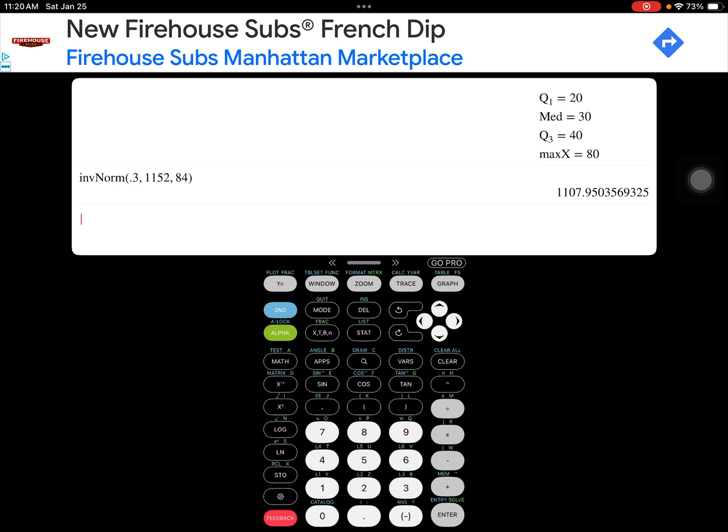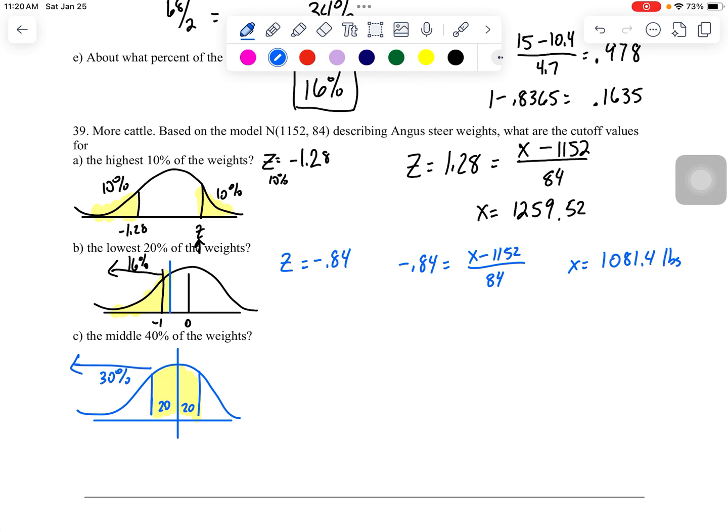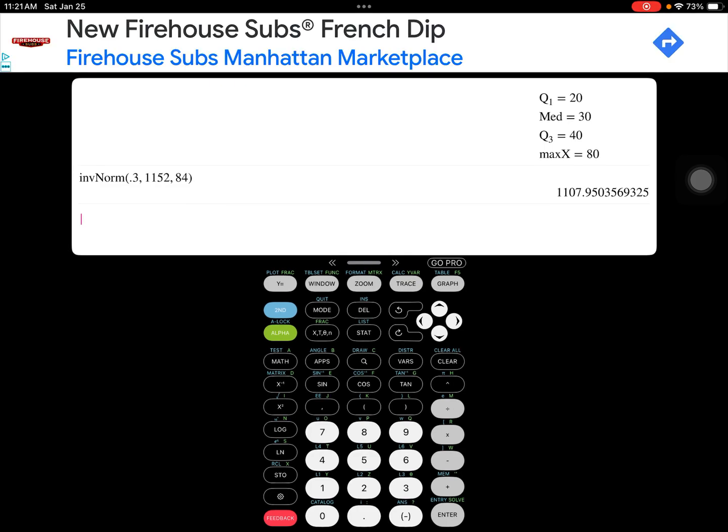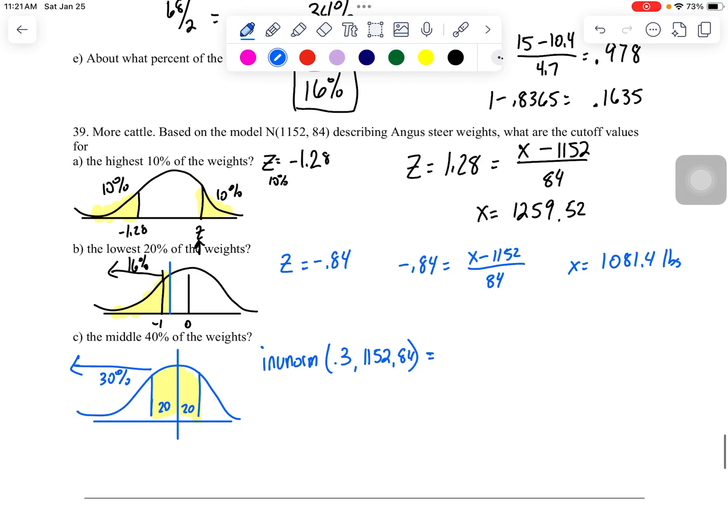So we hit enter, and that came back at 1107.9, okay? So if we scroll over to this, by using an inverse norm of 0.3 and 1152 and 84, it took everything out of the equation for me. It found out that that steer weight is, I forgot what it was, 1107.95. Okay. So, and then I would have to do that again.